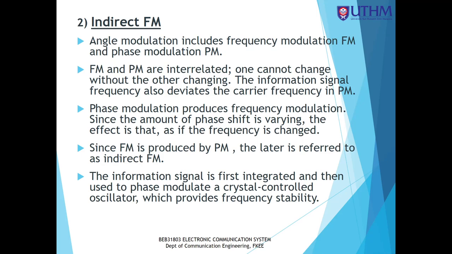Okay. So you see that you can read here, angle modulation includes frequency modulation FM and phase modulation. Kita ada dua. So remember that FM and PM are related to each other. Okay. So FM and PM are interrelated and cannot be changed without the other changing. Okay. Dia saling berkait. So the information signal frequency also deviates the carrier frequency in PM. So phase modulation produces frequency modulation. Since the amount of phase shift is varying, the effect is that the frequency is changed. So ini dia punya explanation.